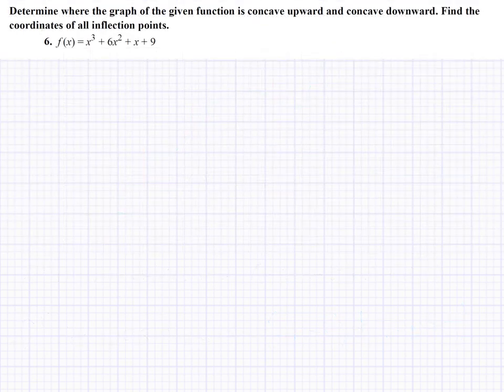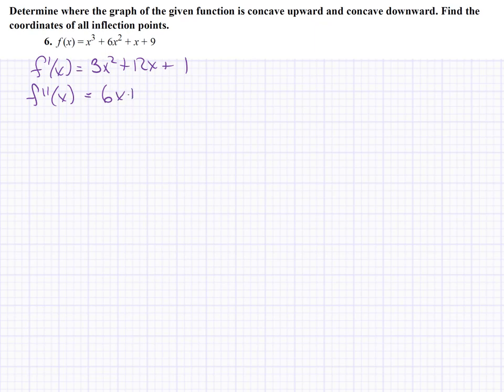So here we have to determine where the graph of the given function is concave up and concave down and find the coordinates of all inflection points. So doing this, we're going to find the derivative. It should be 3x squared plus 12x plus 1. Then we're going to find the second derivative, which will be 6x plus 12. Then we need to determine whether or not the second derivative is 0 or the second derivative does not exist. Well, being that this is a polynomial, we don't have to worry about does not exist.